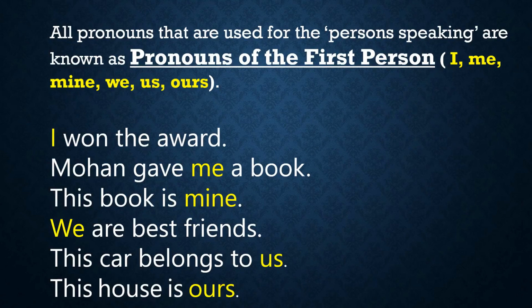I won the award. Mohan gave me a book. This book is mine. We are best friends. This car belongs to us. This house is ours. In the above sentences, I, me, mine, we, us, and ours are personal pronouns of the first person.